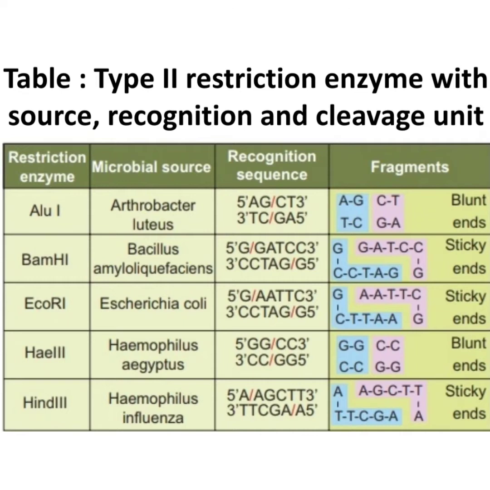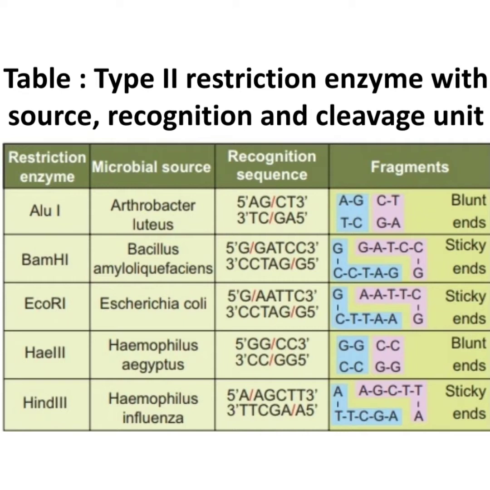HaeIII, which is a restriction enzyme obtained from Haemophilus aegyptius. The 5'-3' strand 5'-GG-CC-3'. The complementary strand 3'-CC-GG-5', and the cut is done between G and C in the above strand and the complementary strand between C and G. So the fragments obtained are GG, CC and CC, GG, which have blunt ends.